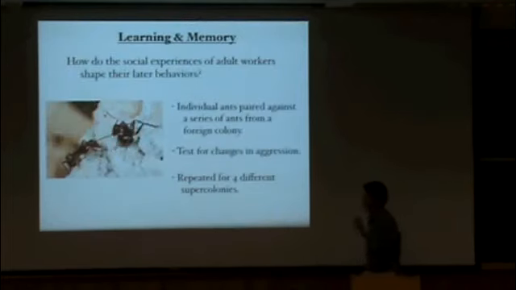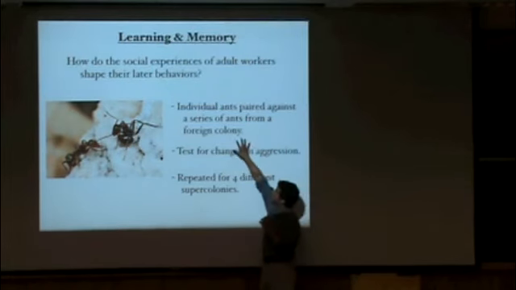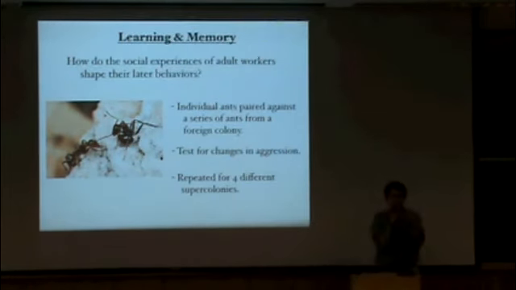And so we wanted to functionally test this in the lab, and what we did is we brought in Argentine ants from these naive sites, these very interior sites in the supercolonies, and we paired them against a series of ants from a different colony. So we put these 2 ants together in a behavioral assay. They would recognize each other and fight. And then we'd try and separate them and calm things down.